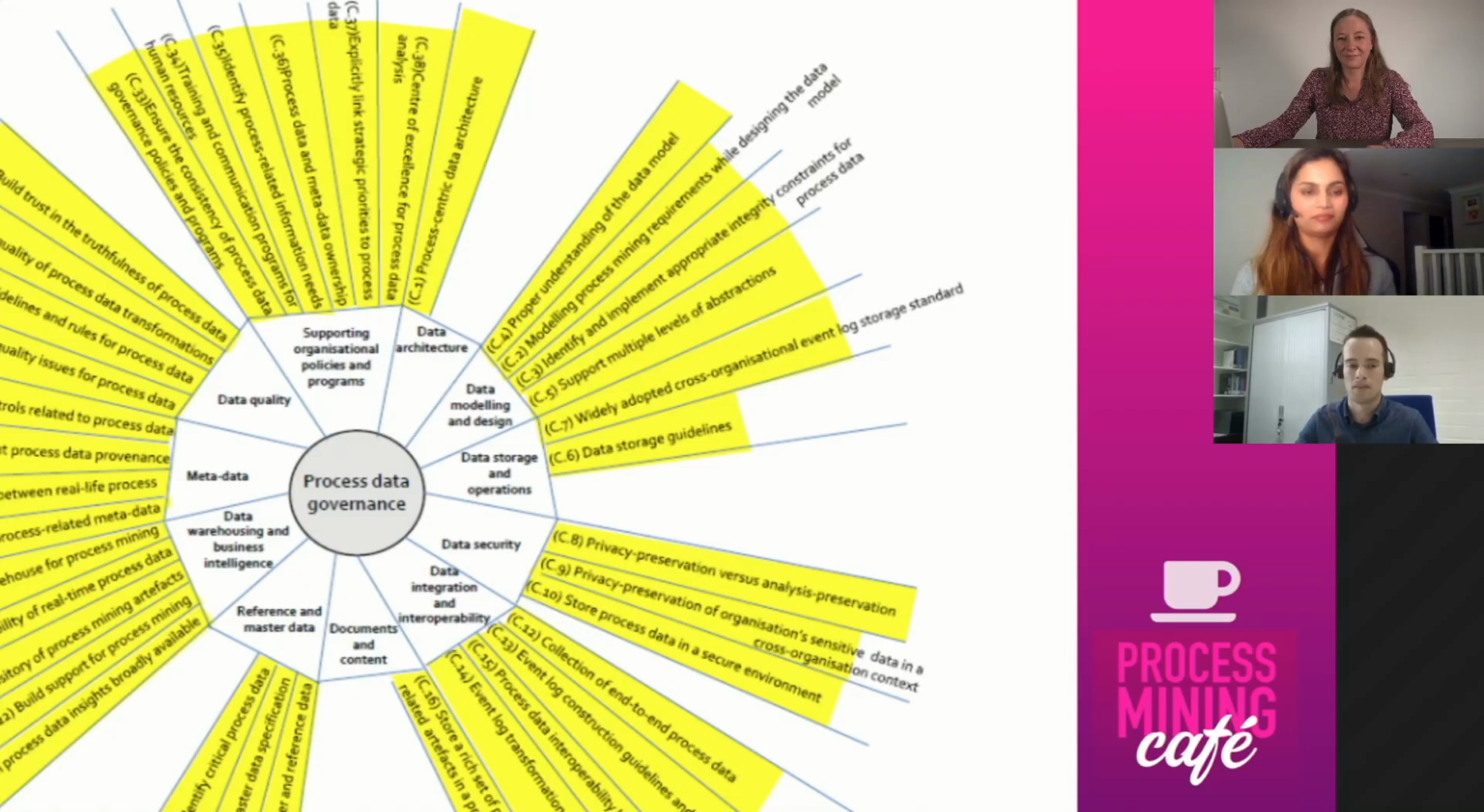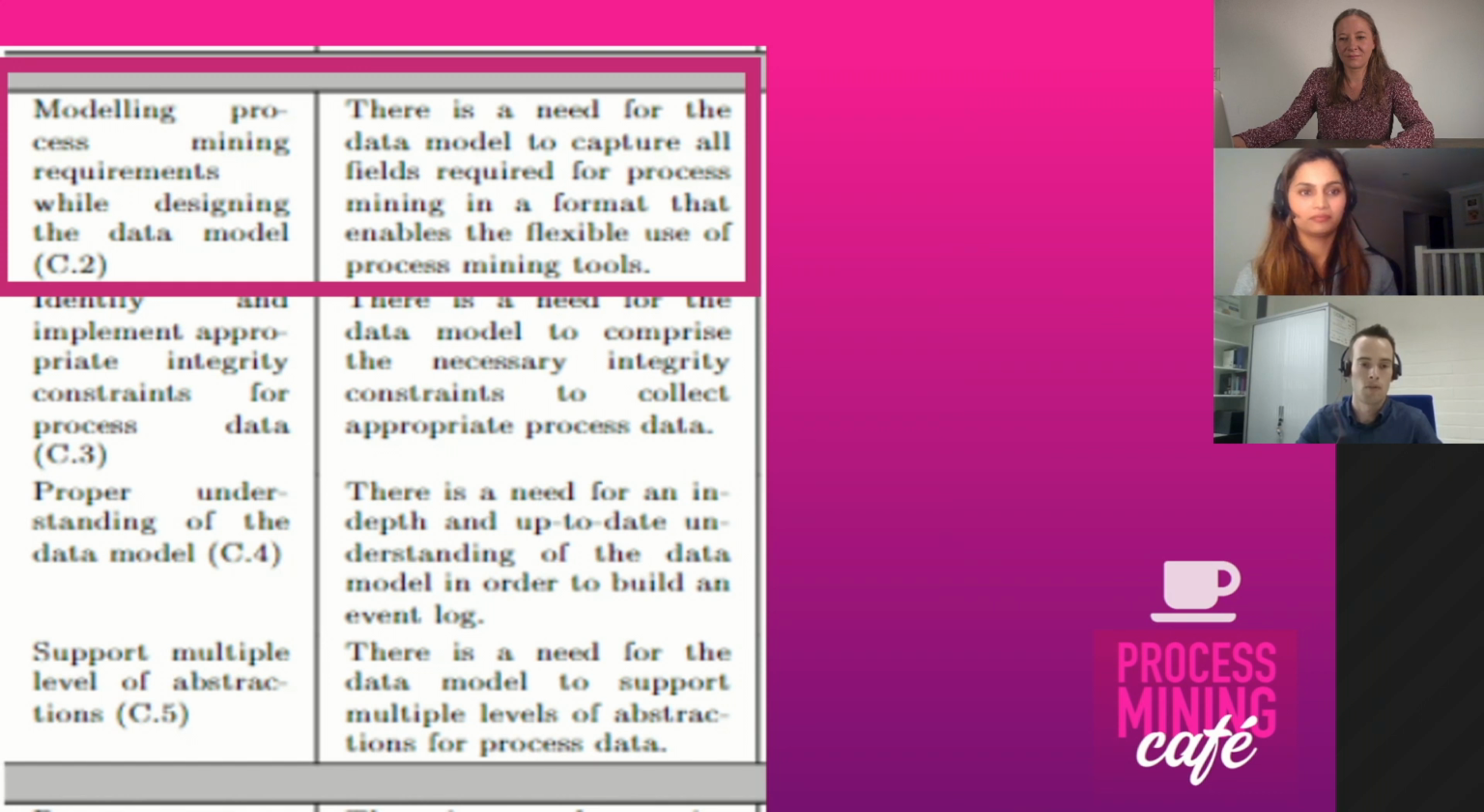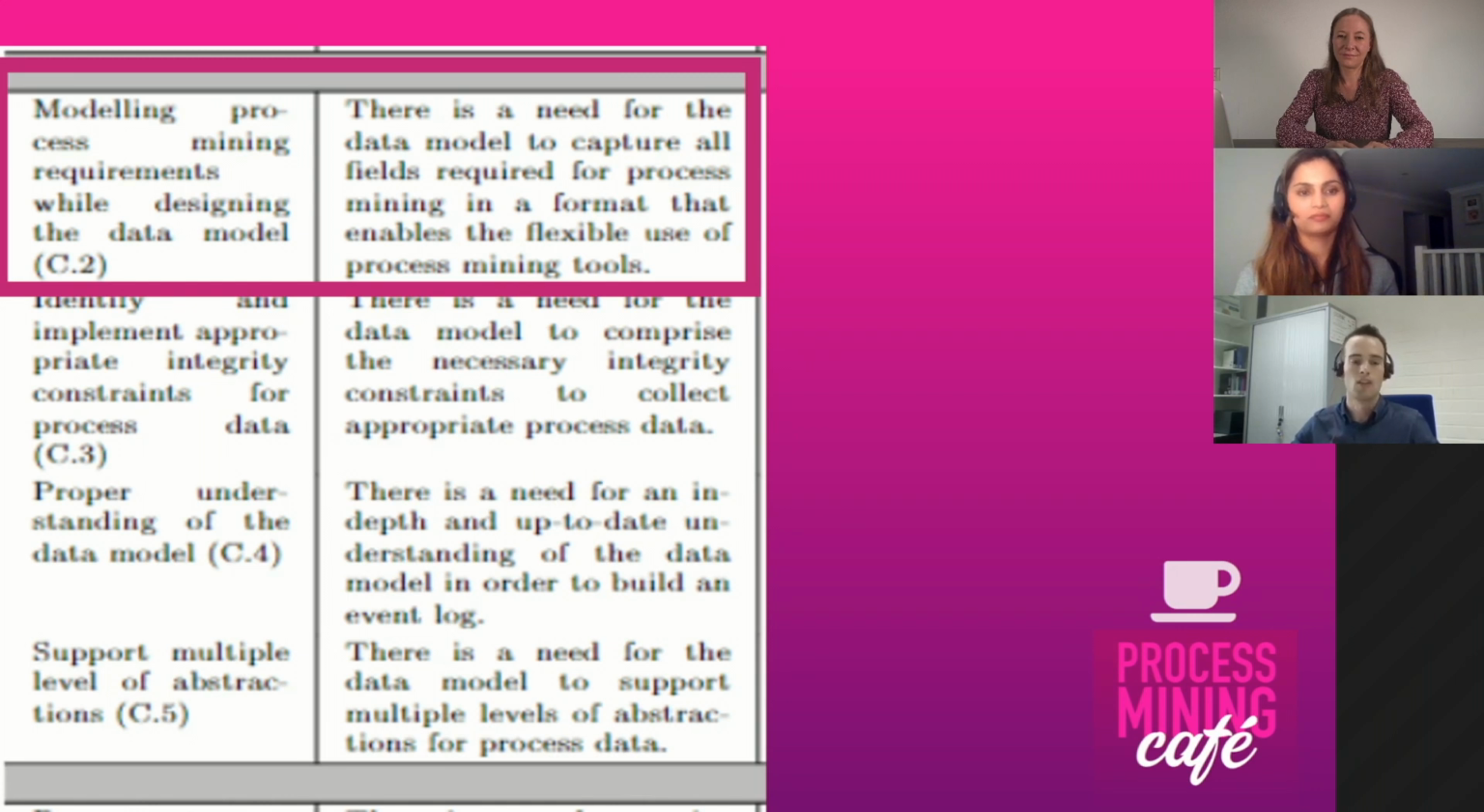And to give one example to illustrate it, one item that came forward is that there's a need to also, in the data model of the organization, capture the fields that are required for process mining. So it's really that process mining should be a point of attention as well when conceptualizing that data model at an organizational level. And so this is the item, and we also have an indication of how relevant the panel indicated that item was, whether it's strongly relevant, moderately relevant. So we have also an idea of that relevance score.